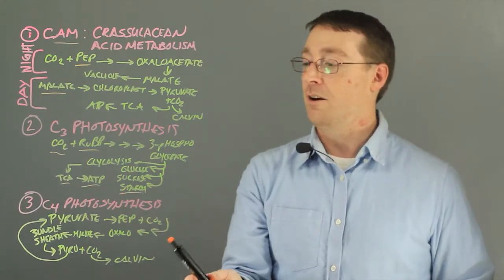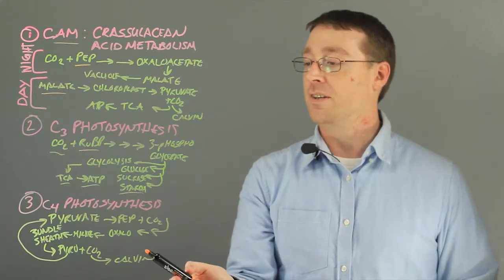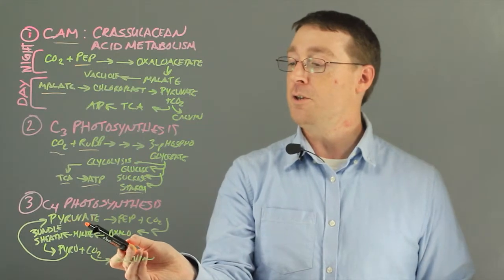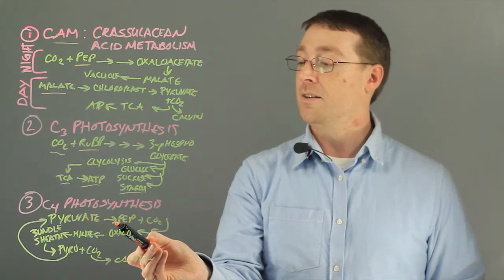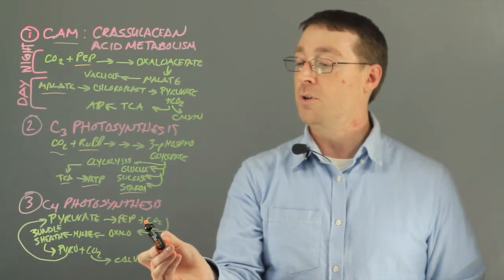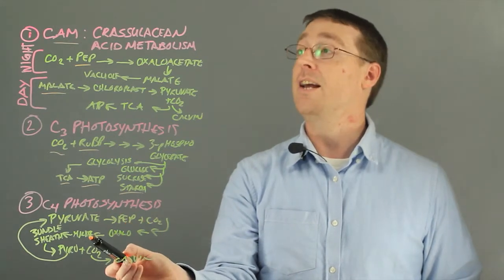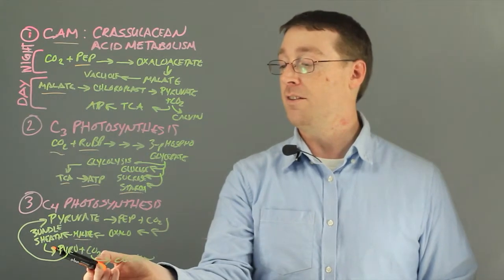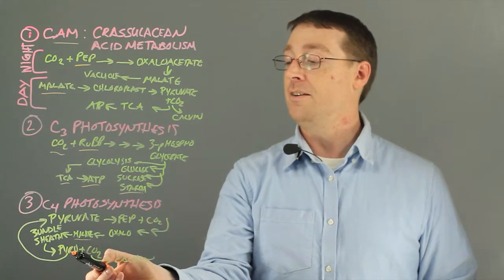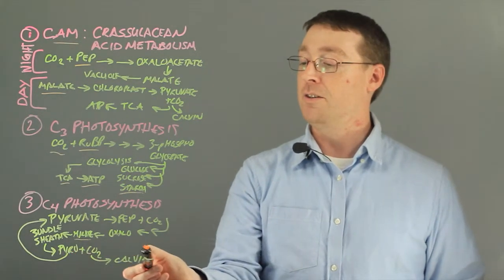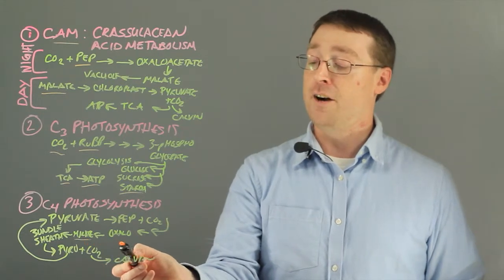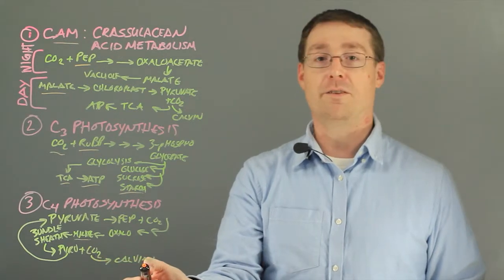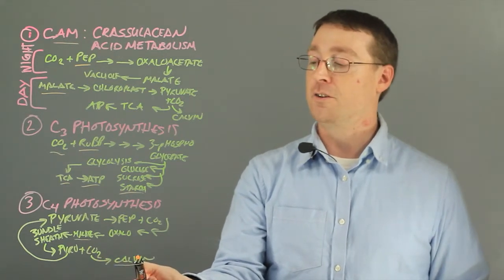C4 plants are again a minority of plants, and their photosynthesis is a hybrid of CAM and C3 in that they do use pyruvate and, with CO2, generate oxaloacetate and malate as in CAM plants. The malate is then transferred to the bundle sheath, where pyruvate is formed, and that gets broken down into the various pathways to generate ATP. The CO2 gets put through the Calvin cycle, whereby more sugar is formed.